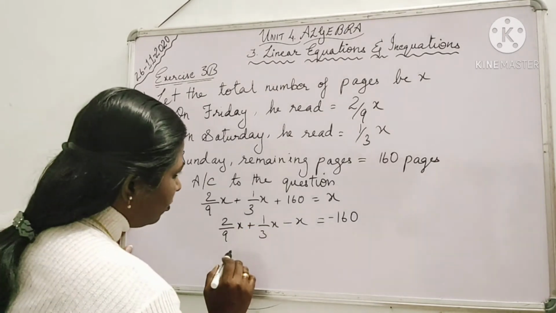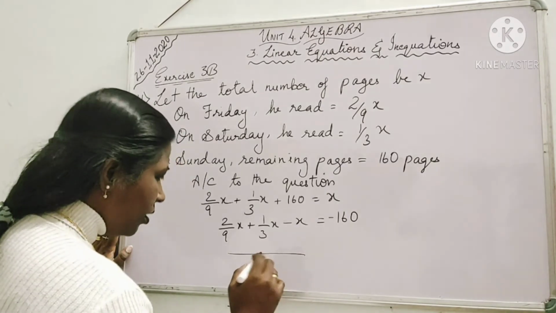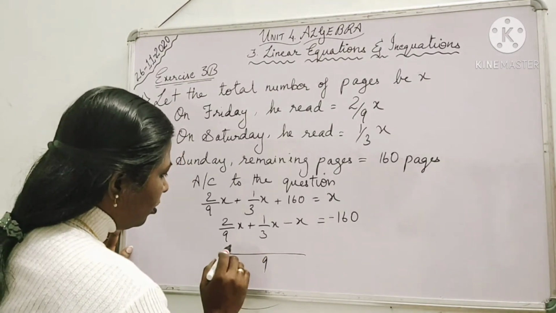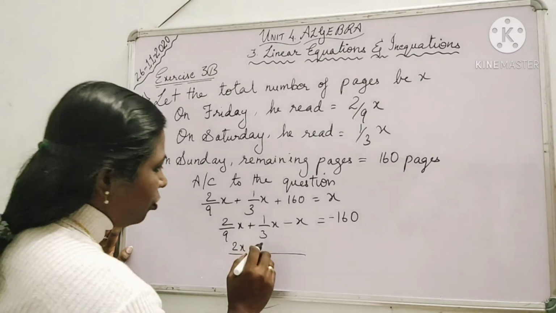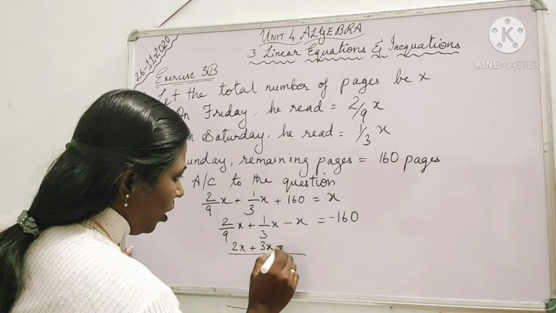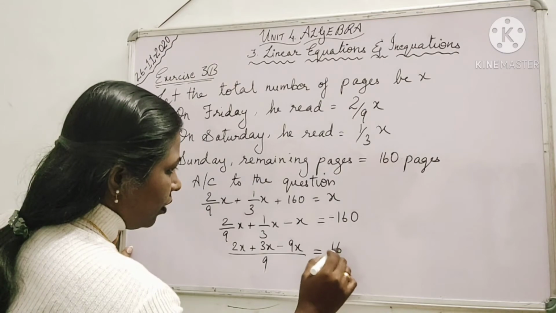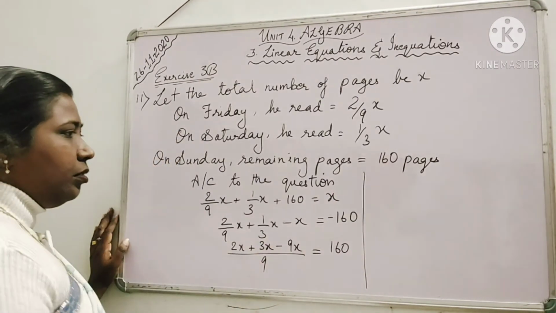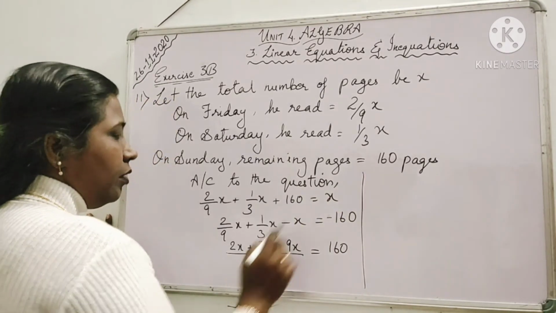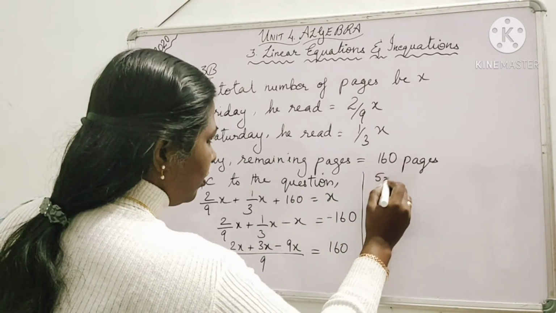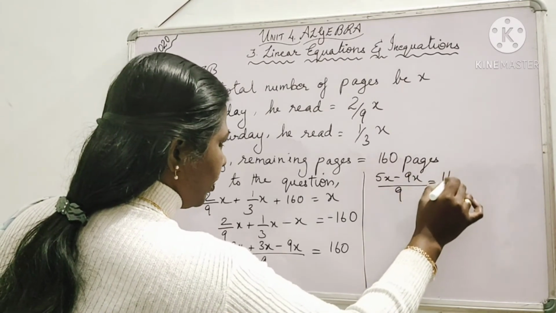Then we have 2 by 9, the LCM if I am taking, so I will get LCM as 9. Then I will get 2x plus 3, 3s are 9. So 1 3s are 3x minus 1 into 9. So 9x is equal to 160. Then next part, that is 2x plus 3x is 5x. So 5x minus 9x upon 9 is equal to 160.